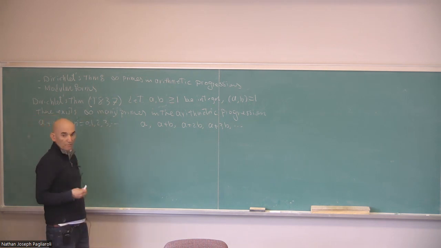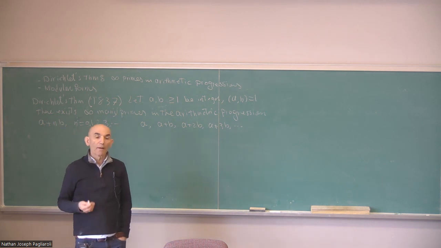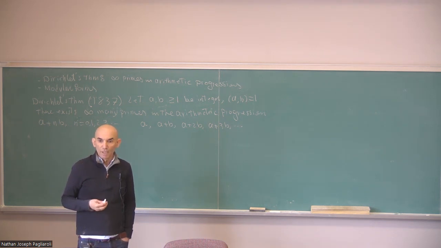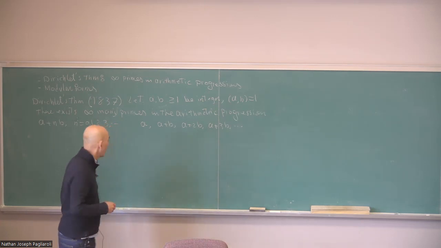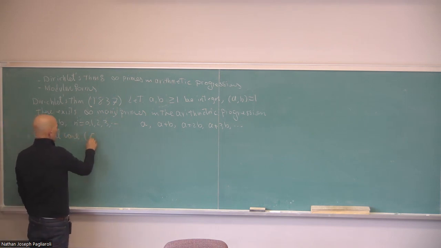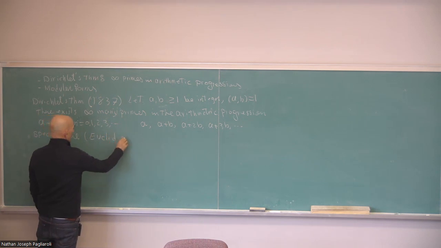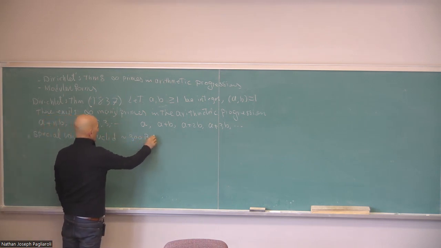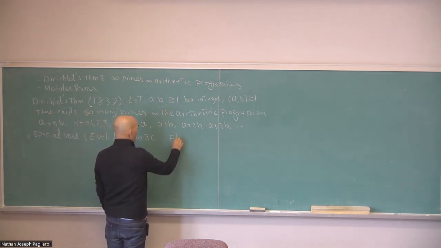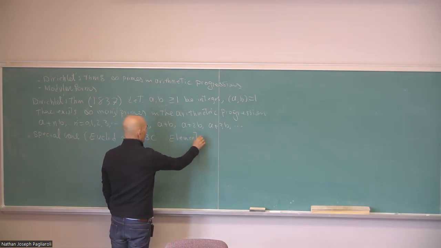This theorem should remind you of something, perhaps a special case of this, which would be Euclid's theorem. Euclid proved around 300 BC that there are infinitely many primes. Let me write it as a special case. So this was Euclid, roughly 300 BC. In fact, it appears in his famous book, Elements, or Elements of Geometry.